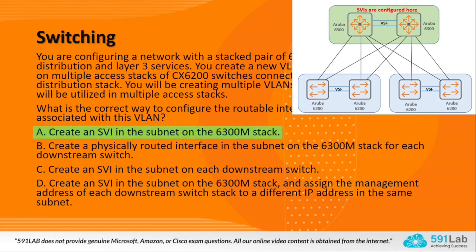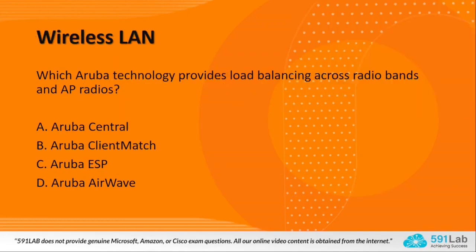Let's look at the next question. Wireless LAN. Which Aruba technology provides load balancing across radio bands and AP radios? Option A, Aruba Central. Aruba Central is a cloud management platform. It's not a technology that provides load balancing. So option A is not correct.